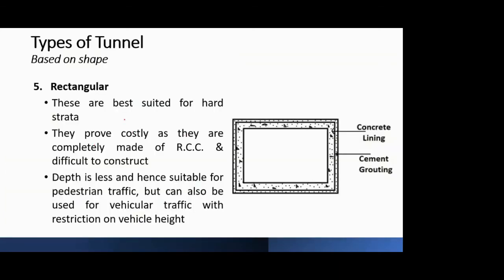And the last one is the rectangular shape. Till now, whatever shapes you have seen, now you know the advantages of having a curved wall or a vertical wall, and what the disadvantages are. So the rectangular shape has perfect straight edges on all sides. The roof is straight, the walls are straight, the invert is also straight.